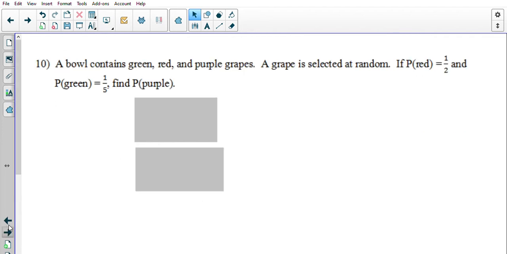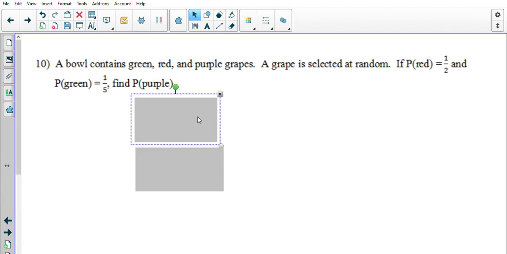All right, let's move on to our next problem. Number 10, a bowl contains green, red, and purple grapes. A grape is selected at random. If the probability of selecting a red is 1/2 and the probability of selecting a green is 1/5, find the probability of selecting a purple grape.